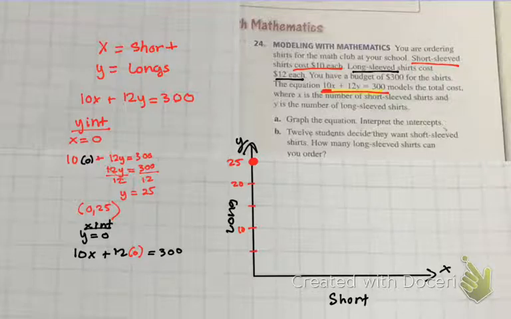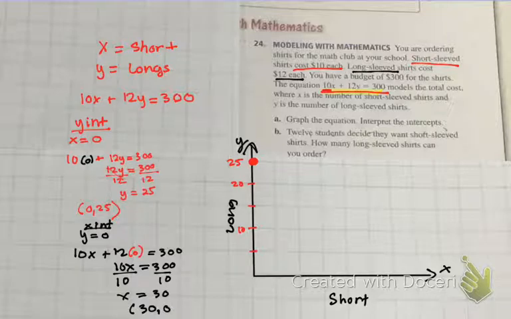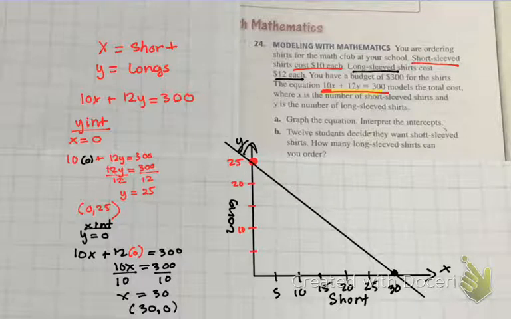So now I've got 10x equals 300. And now I've got x equals 30. What's the ordered pair? 30, 0. Okay, so I'm plotting that point. 5, 10, 15, 20, 25, 30. I'm plotting that. Now, I'm almost done, guys. Please do not stop. Let me finish this. Okay, so you don't need to go beyond because there's no negative, right?